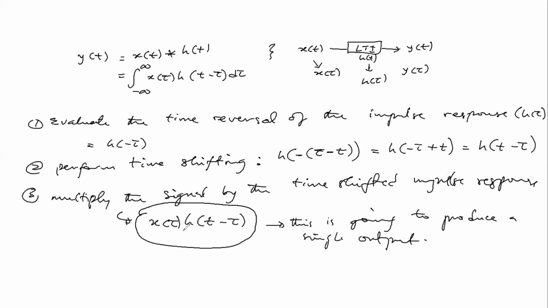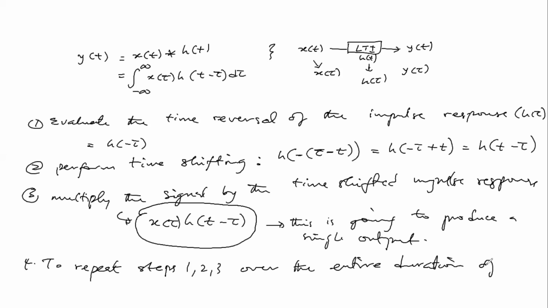So we're now going to repeat. The fourth step will be to repeat steps 1, 2, 3 over the entire duration of the signal, so as to get the limit from negative infinity to positive infinity, and then we get the outcome of the convolution. So this is the procedure for deriving the convolution.